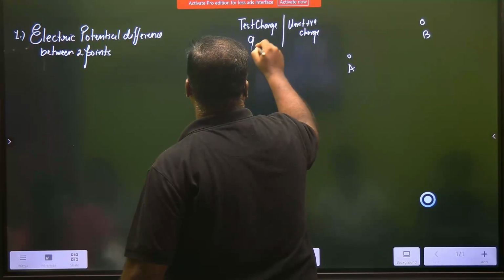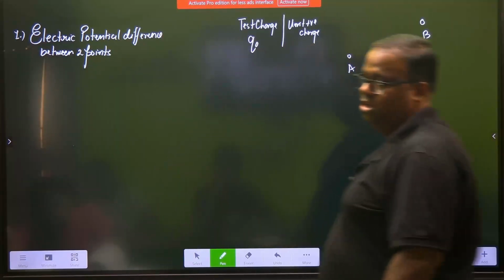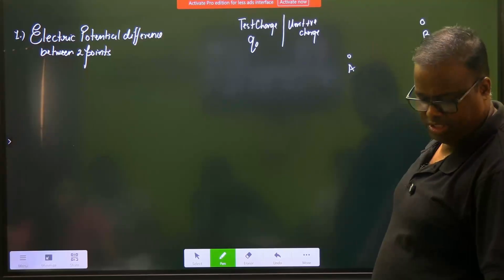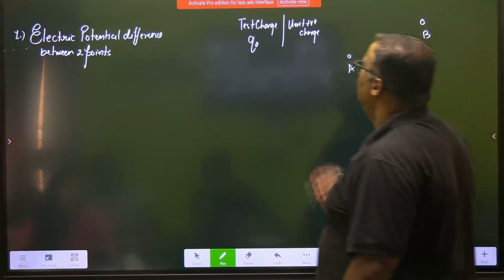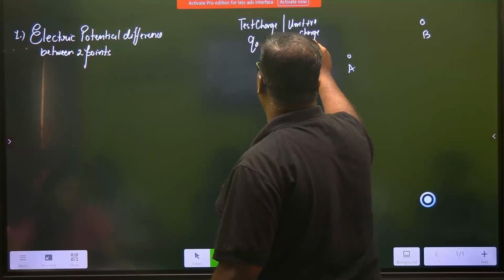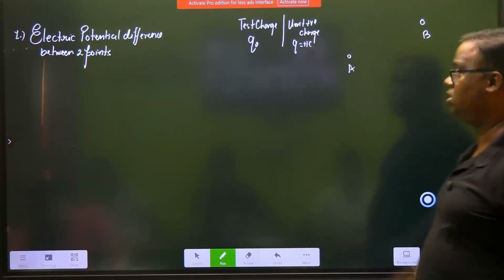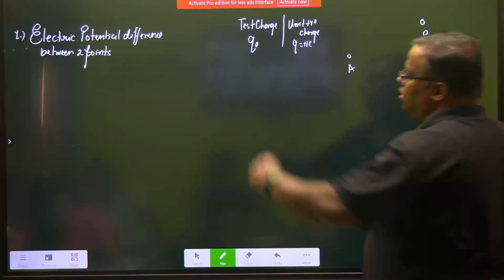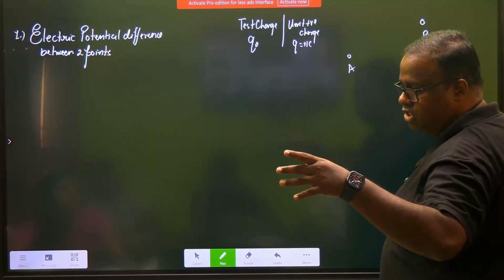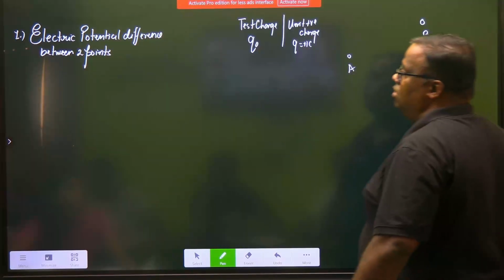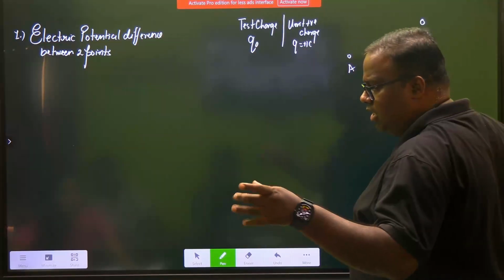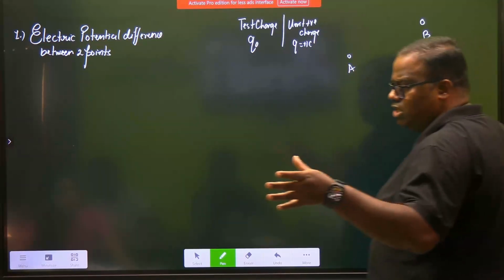A test charge is a charge which is shown as Q naught, whose magnitude is almost zero, but whatever charge is there, that is positive always. A unit positive charge means I have a charge Q which is equal to 1 coulomb positive. This is a unit positive charge. So when we talk about electric potential difference, it means energy difference, right? It's not electric potential energy difference. If I say electric potential energy difference, it means something in joules, right?